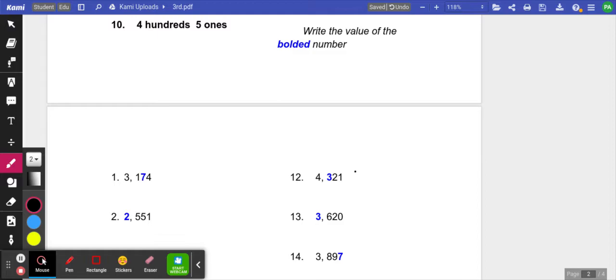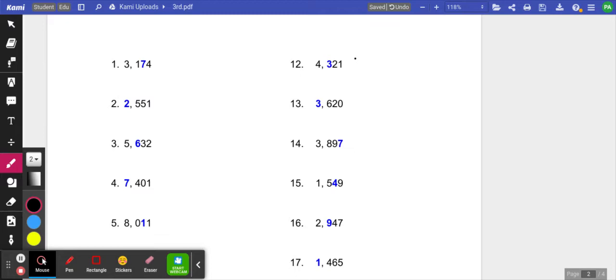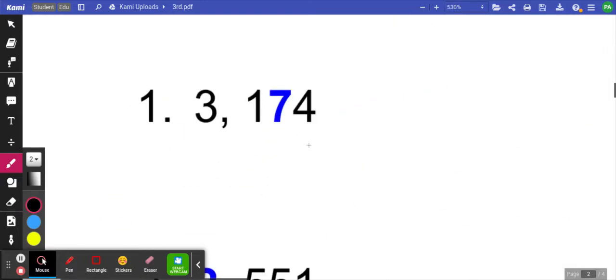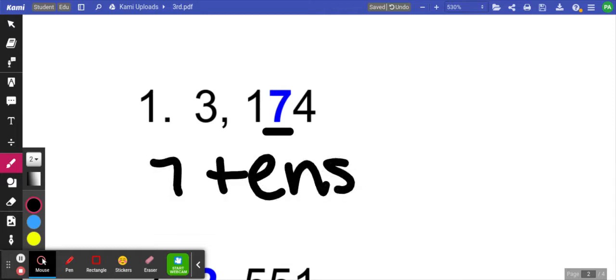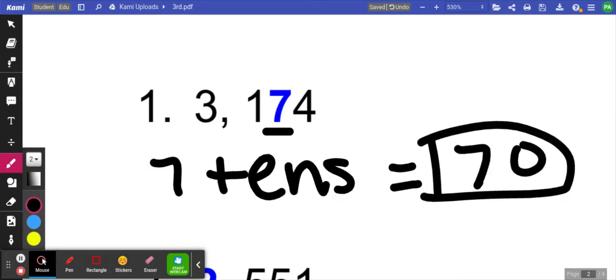So next up, write the value of the bolded number. I'm pretty sure all of you know what places these bolded numbers are, but what does it mean to write the value? You just simply write the number of what it is in its place. What I mean by that is we see that this bolded number is in the tens place. What is this bolded number? It's the 7. So you can simply write 7 tens, because 7 is in the tens. And what do you get? You get 70. That is the value of the bolded number.